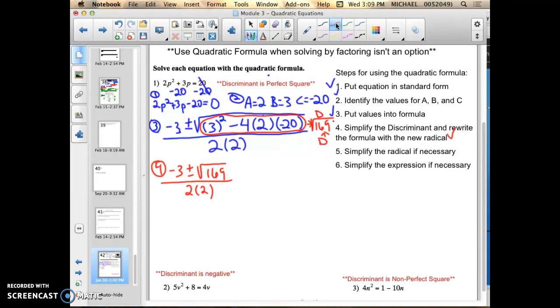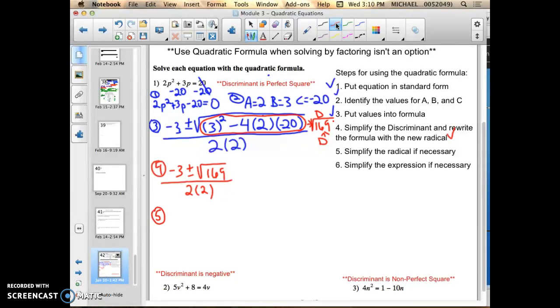Now, step 5 says to simplify the radical if necessary. In this case, it's always going to be necessary. It's just going to look different. Now, I've determined that 169 is a perfect square. I know that to be true, and you can always check this by using your calculator. You take the square root of whatever that number is. So in this case, the square root of 169 is 13.